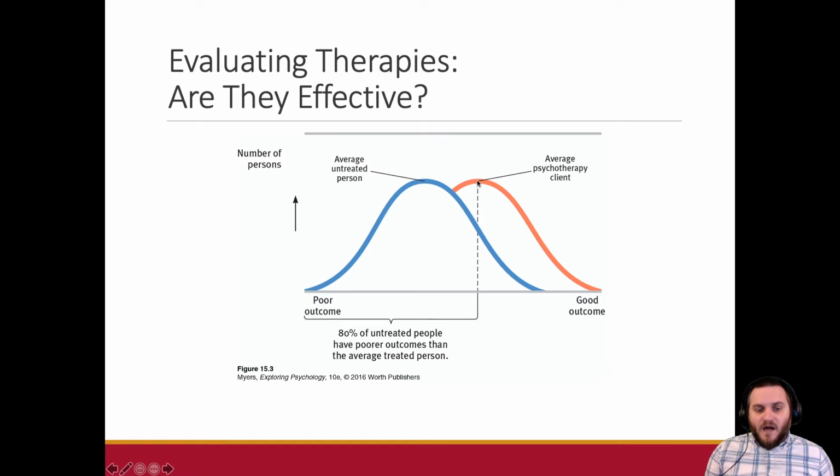But if we draw a dotted line down to here, it crosses the blue curve at this point. This reflects 80% of untreated people have poorer outcomes than the average person that goes to treatment. This is a meta-analysis from 475 studies. These curves were created from 475 studies, okay?